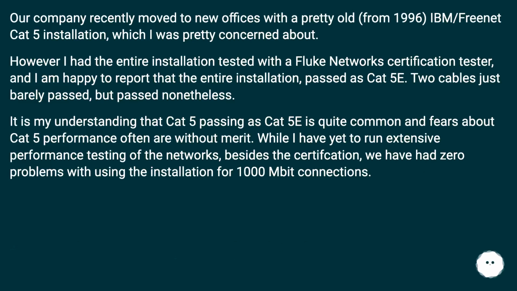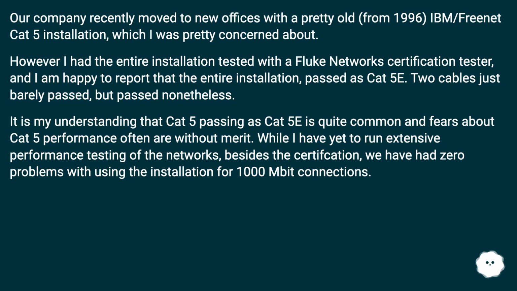Our company recently moved to new offices with a pretty old, from 1996, IBM/Freenet CAT5 installation, which I was pretty concerned about. However, I had the entire installation tested with a Fluke Network certification tester, and I am happy to report that the entire installation passed as CAT5e. 2 cables just barely passed, but passed nonetheless. It is my understanding that CAT5 passing as CAT5e is quite common, and fears about CAT5 performance often are without merit.